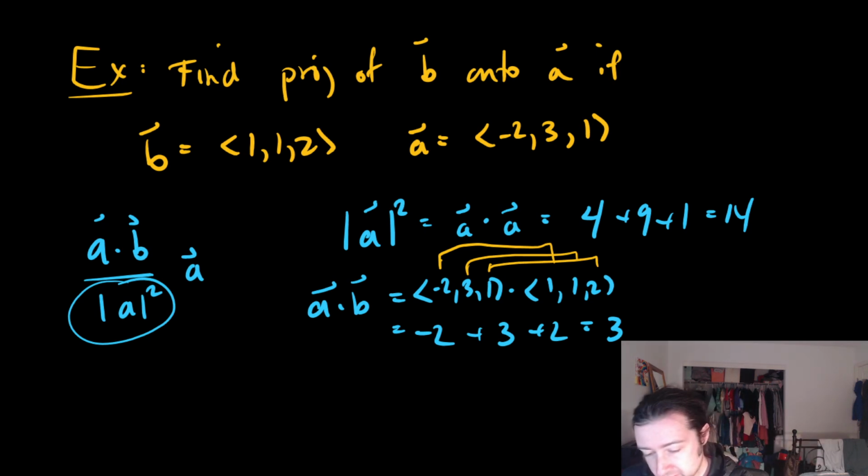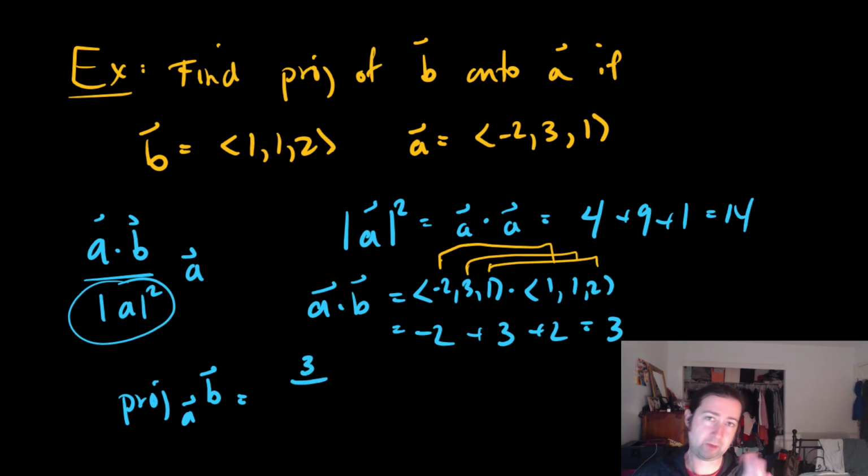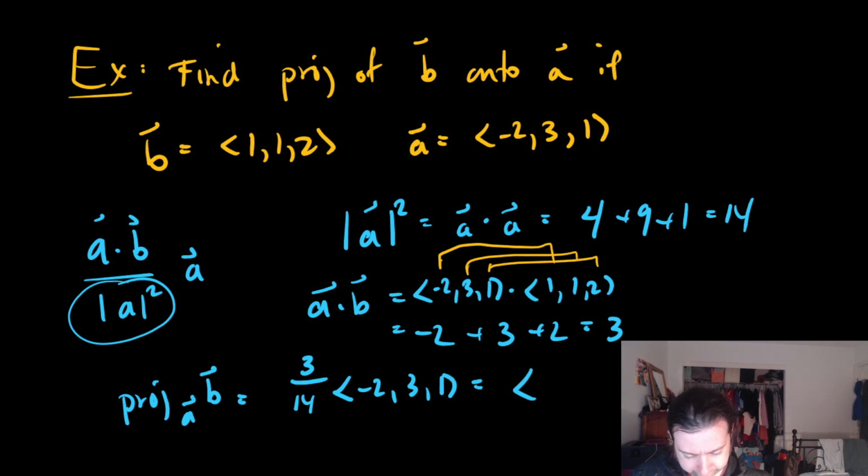So that means that the vector projection, the projection of B onto A, is A dot B, which was 3, divided by the length of A squared, which was 14, times the vector A, which was (-2, 3, 1). And if you want to go one step further, you could write this as (-3/7, 9/14, 3/14). So that's an example computation of a vector projection.